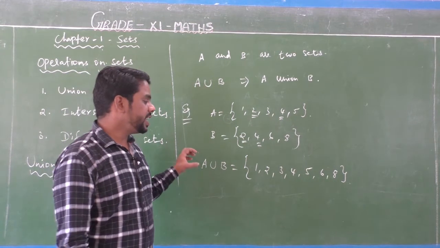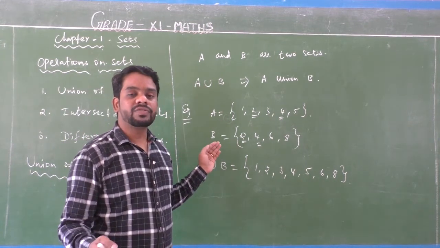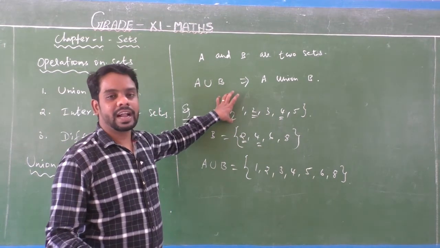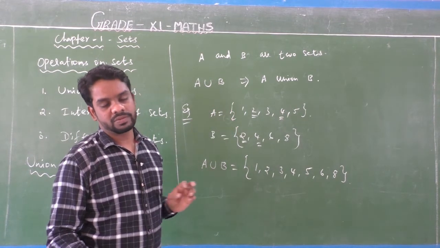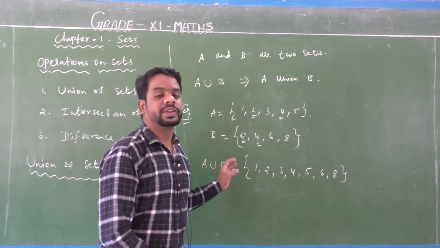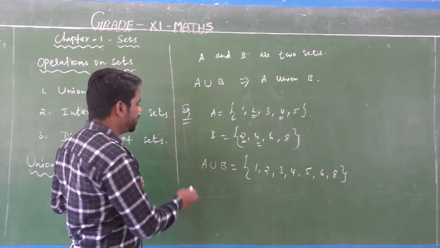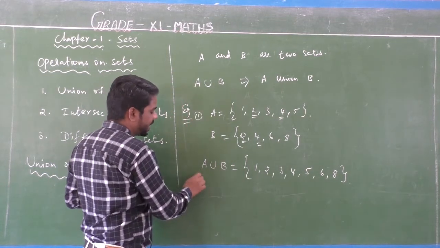A union B means it consists of all elements from A and all elements from B, with the common elements taken only once. Okay? Right. This is A union B. And one more example, the second example.